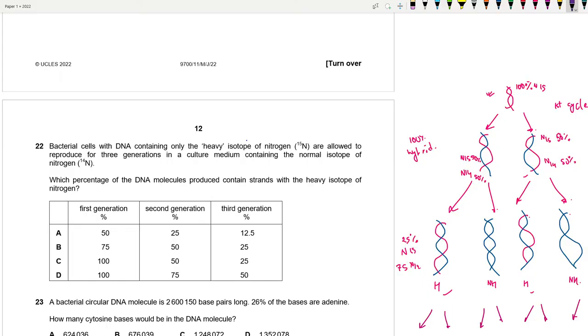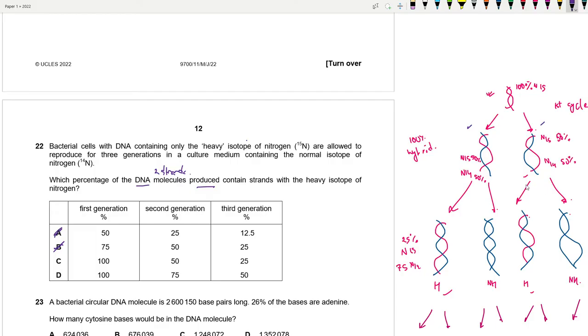However, both the DNA molecules contain the pink strand. So what's the question? Which percentage of DNA molecules produced? DNA molecules means 2 strands, okay? Which percentage of DNA molecules produced contains strands with the heavy isotope? See, both DNA molecules contain the pink strand. So 100% of the DNA molecules contain the pink strand or contain nitrogen 15.